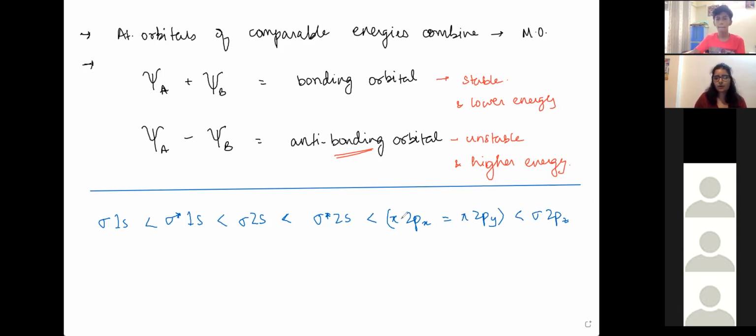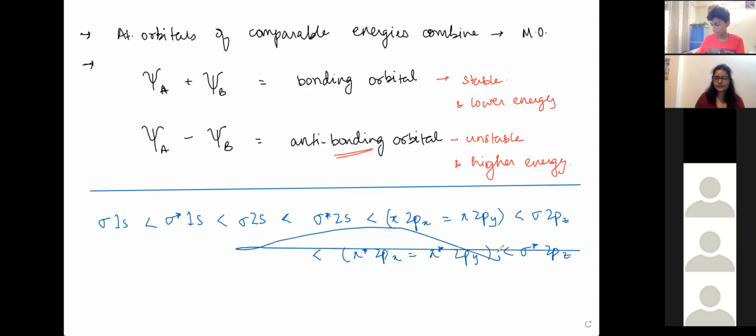Once all the 2p orbitals are done, then you go to the anti-bonding part of it. The same thing: you have pi star 2px equal to pi star 2py, followed by sigma star 2pz. This is the order of molecular orbitals, the order in which the electrons are filled up. So it's very similar to atomic orbitals, where the 1s is filled, after that 2s comes, after that the 2p orbitals come.